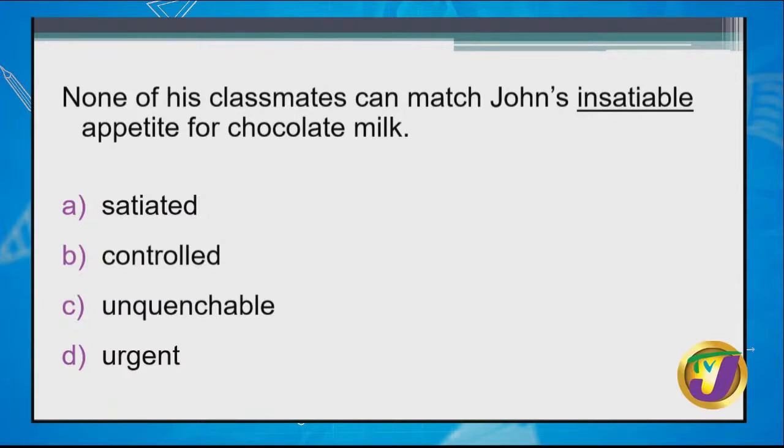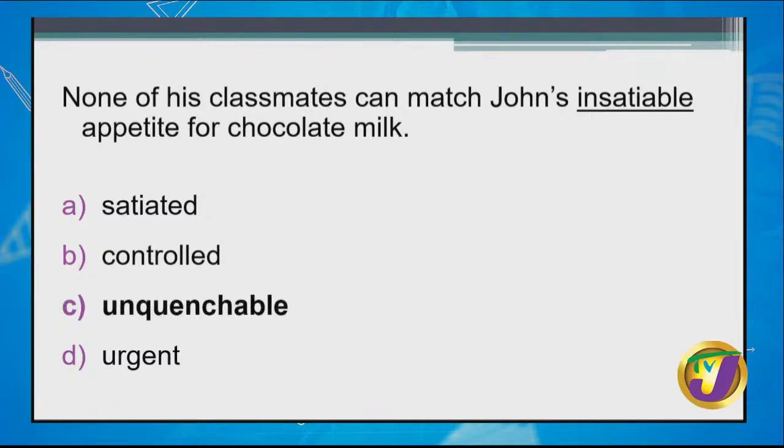So our options: satiated, controlled, unquenchable, and urgent. Does urgent fit into that sentence? Insatiable appetite, urgent appetite. Does satiated fit into that sentence? We have insatiable, so perhaps satiated is the opposite. Or does it mean the same thing? We have controlled. Nobody can match his controlled appetite. And then we have unquenchable. Nobody can match his unquenchable appetite. So which of those four do you believe is the right one?